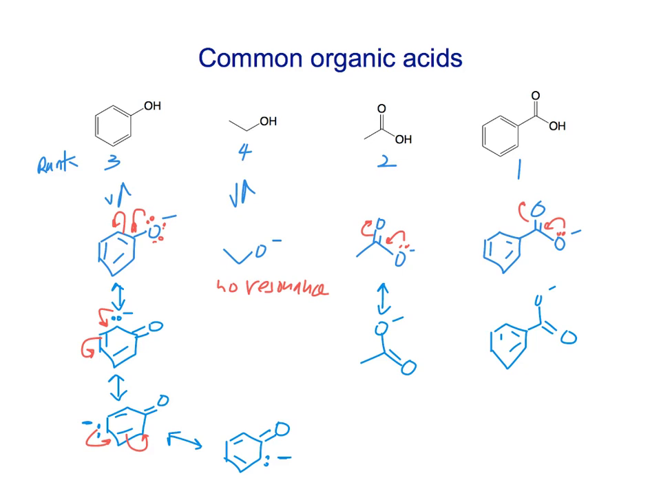So look at all the resonance that phenoxide has, and the carboxylic acid really only has these 2 main resonance structures. So why are the carboxylate anions on the right more stable than phenoxide, even though phenoxide seems to have a lot more resonance?